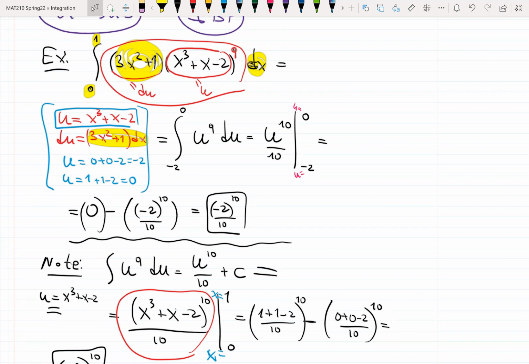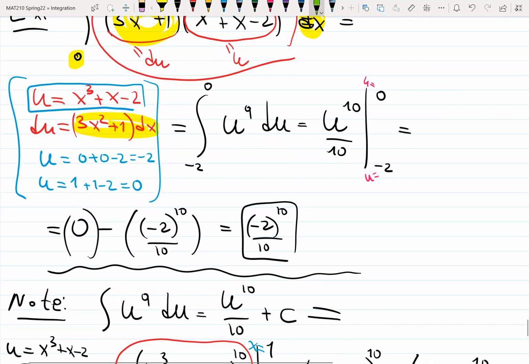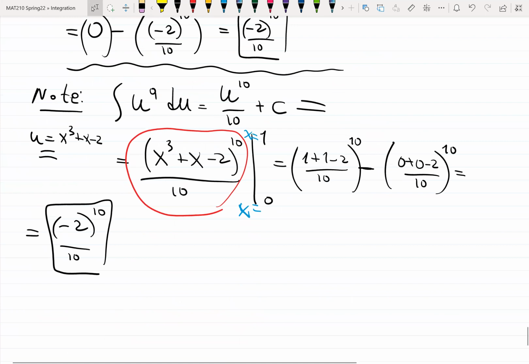Of course. Do you plug 0 in first or -2? Oh, you always plug. That's a good question. Very good question. You always plug whatever is on the top first. Top minus the bottom. That's the rule. Top minus the bottom. So you plug 0 first and then -2, no matter what is there. At some point, there will be functions there. So just plug whatever is in the top function and whatever is on the bottom.